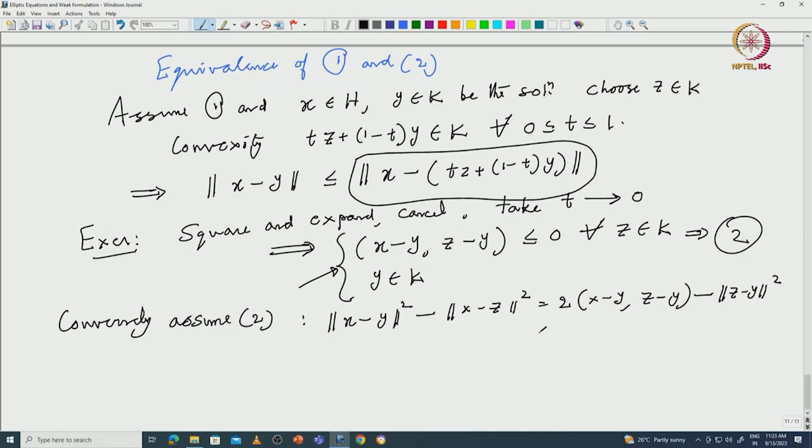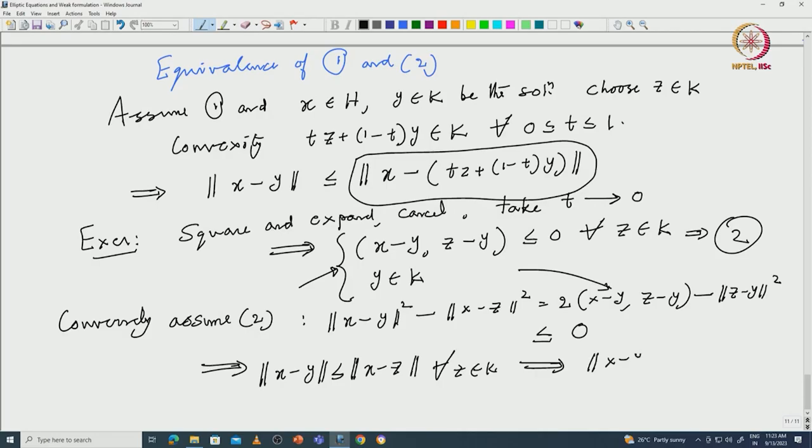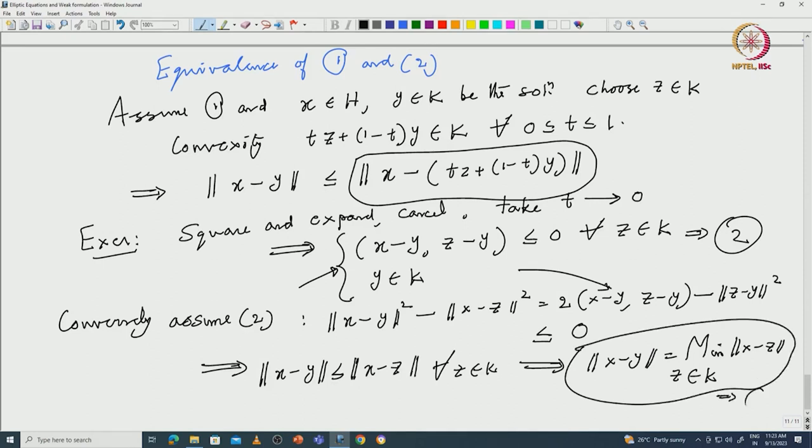So, this is less than or equal to, this is 0 by 2, this is less than or equal to 0, this is a negative quantity. That implies norm of x minus y is less than or equal to norm of x minus z for all z in K. That implies norm of x minus y is equal to minimum of norm of x minus z, z in K. So, you see, this is your 1. So, they are equivalent.